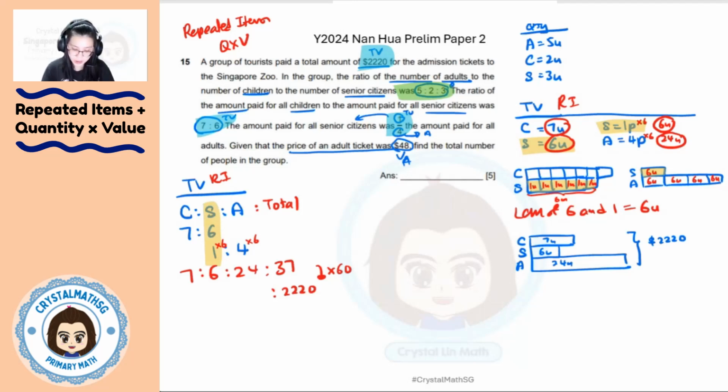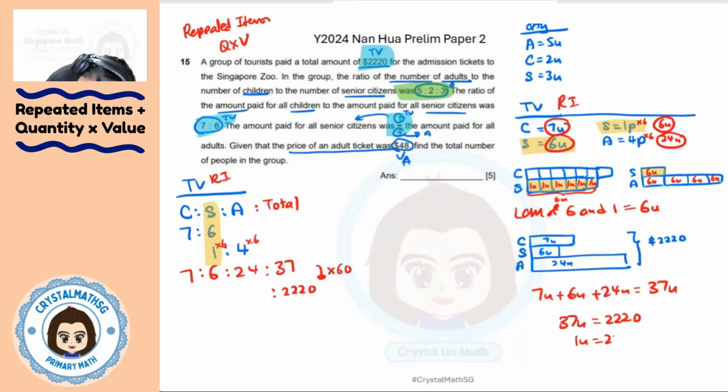So with this, you can just cross multiply everything you see by 60. How do I get 60? It's because of 37 units. Same if you're using the units method or the model method, you get 37 units. And 37 units is $2,220. 1 unit is 2,220 divided by 37, which gives you 60. So same thing, your ratio also gives you 60.